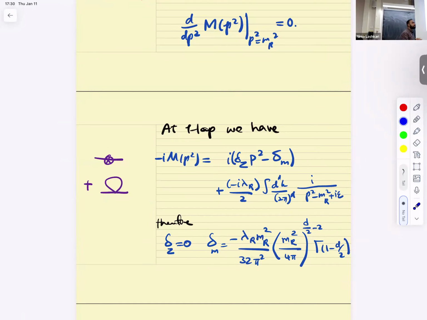Okay, so let me summarize. Today we went over two different topics. First, we started by discussing scaling and conformal symmetry and its relevance to renormalization. Then we talked about renormalized perturbation theory.